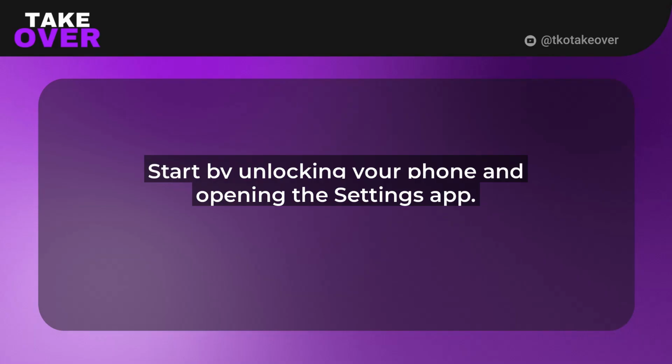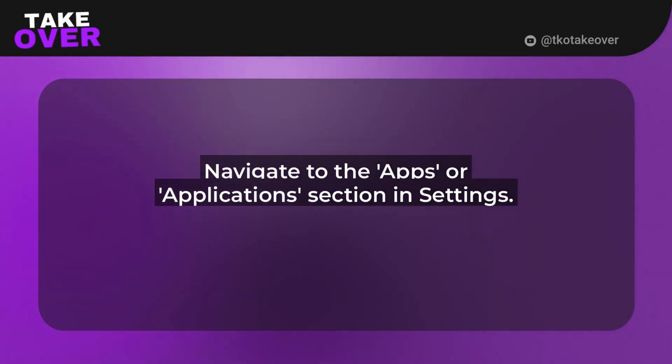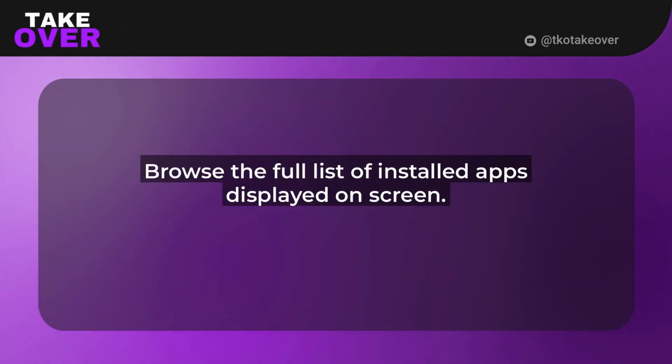Let's jump right in. First things first, grab your Android phone or tablet and make sure it's unlocked. Head to your home screen and look for the Settings app. It's usually that gear icon you can find in your app drawer or by swiping down from the top and tapping the gear. Once you're in Settings, scroll down until you see the Apps or Applications section. Go ahead and tap on that.